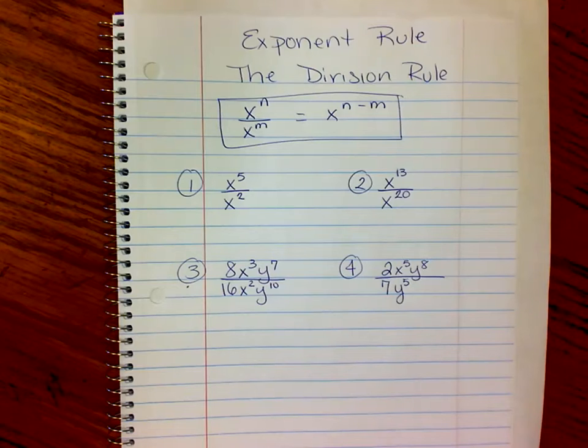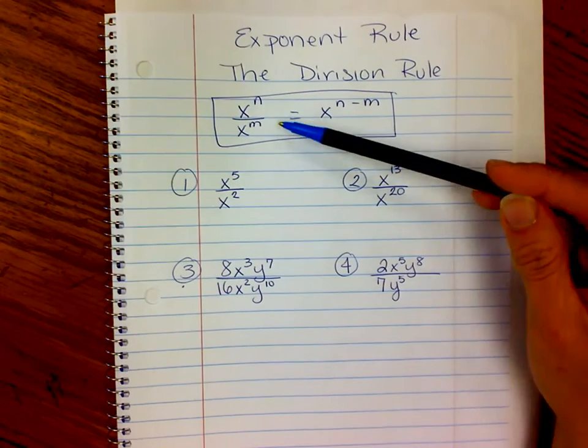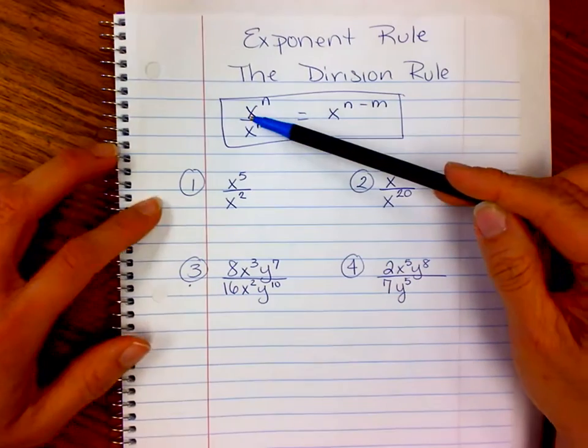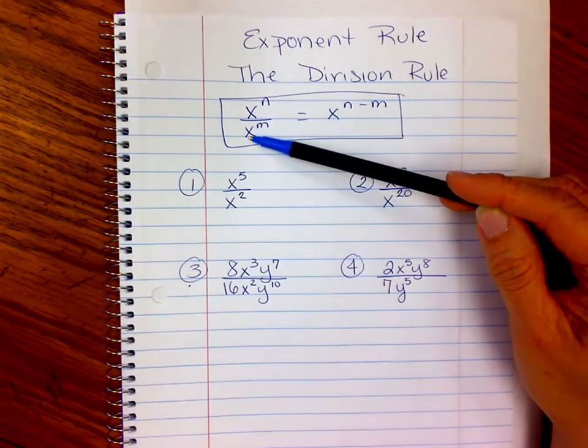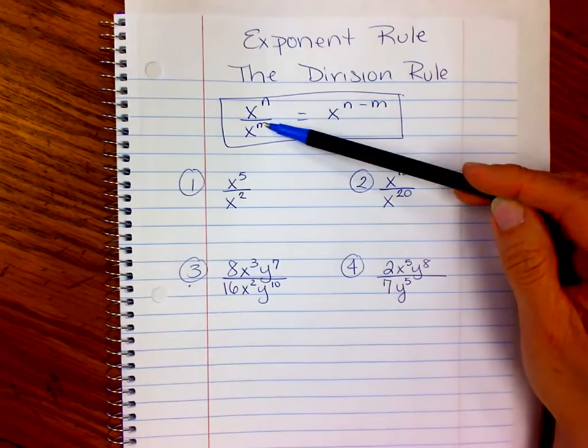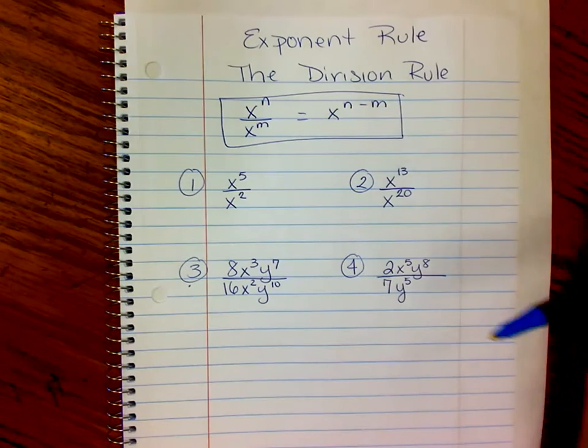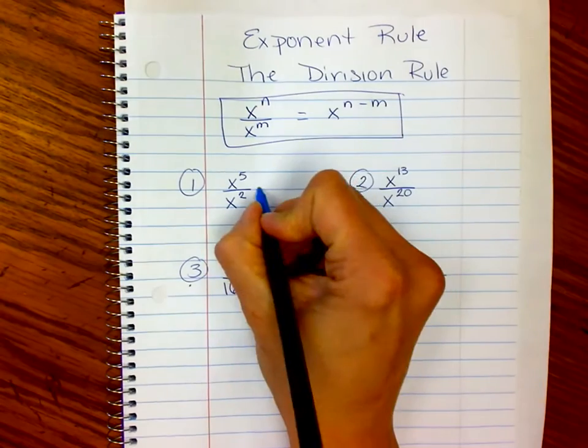It's one of the exponent rules, and when we divide terms with like bases, we can subtract the exponents. These bases have to be the same. If this was an x and this was a y, I could not use this rule. So if the bases are the same, I can subtract the exponents, n minus m. So let's do a few examples.